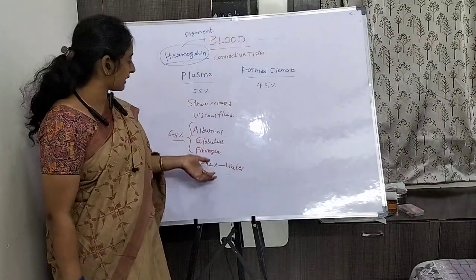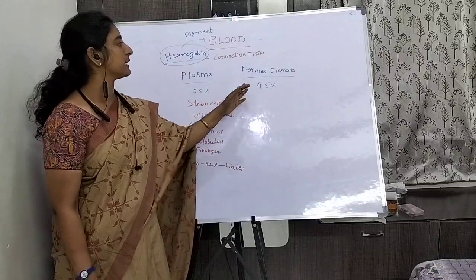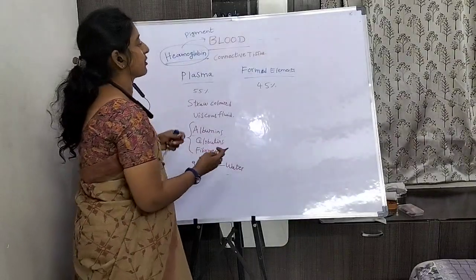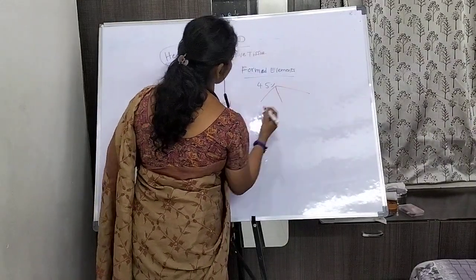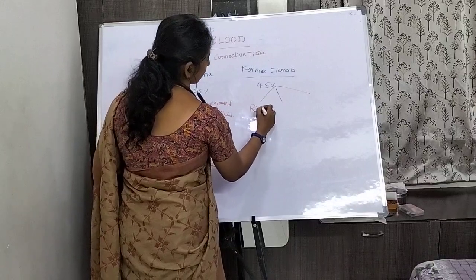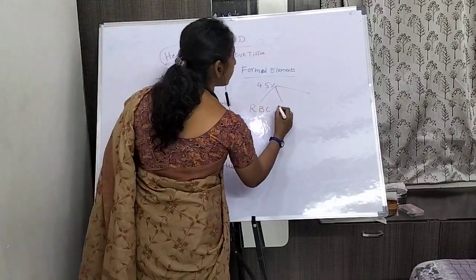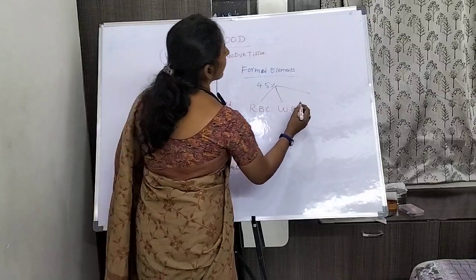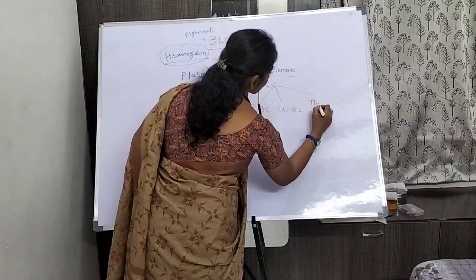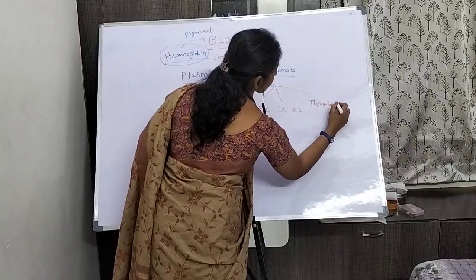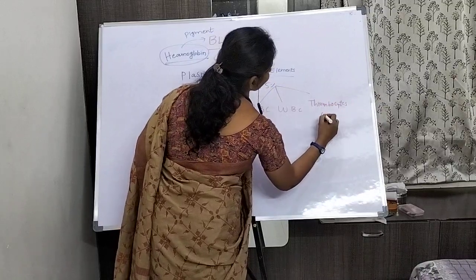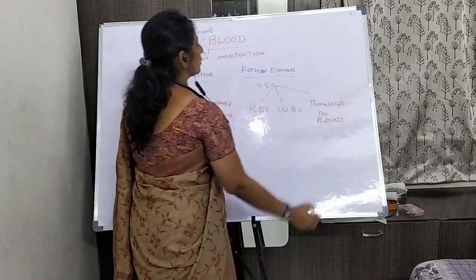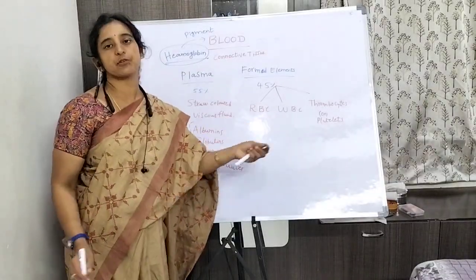Now I will tell about the remaining part, the formed elements. Generally, formed elements means there are three types of cells. One is red blood cells, that is the RBC. Next, white blood cells, that is the WBC. Another one is thrombocytes, or platelets. So these are generally three types of cells.